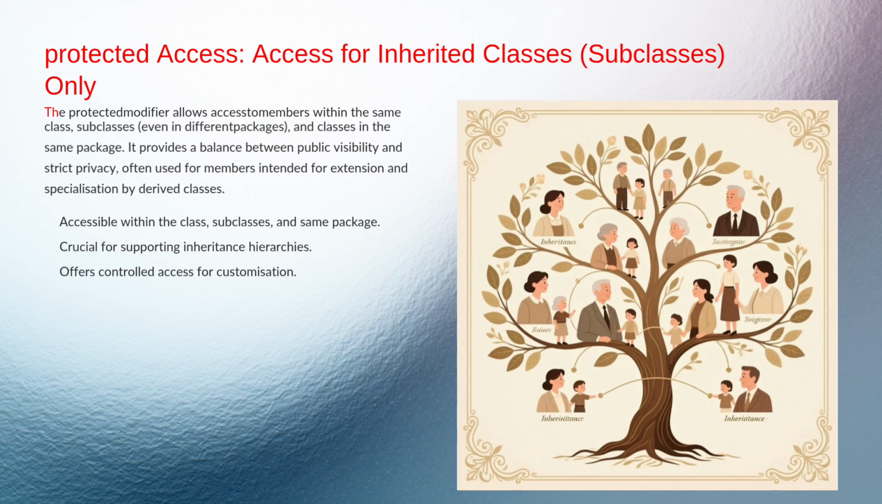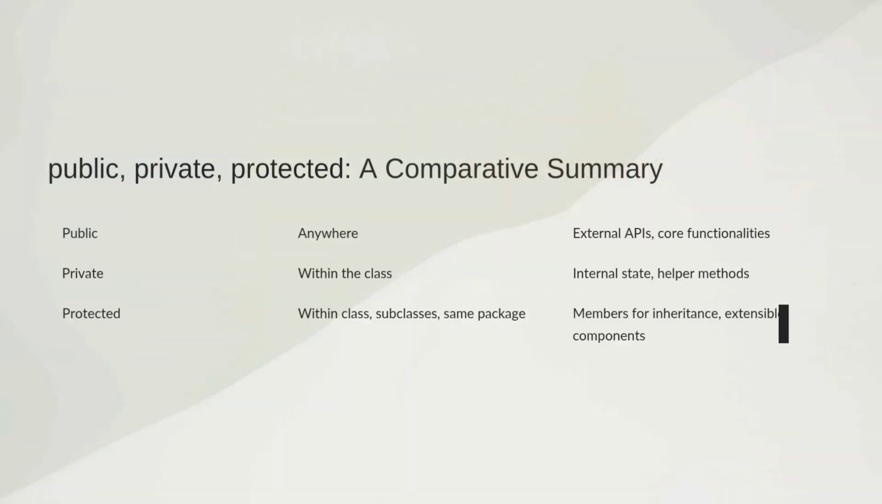Public, private, protected: a comparative summary. Modifier, access scope, typical use case. Public: anywhere; external APIs, core functionalities. Private: within the class; internal state, helper methods. Protected: within class, subclasses, same package; members for inheritance, extensible components.